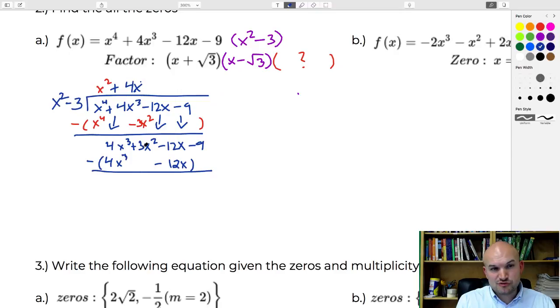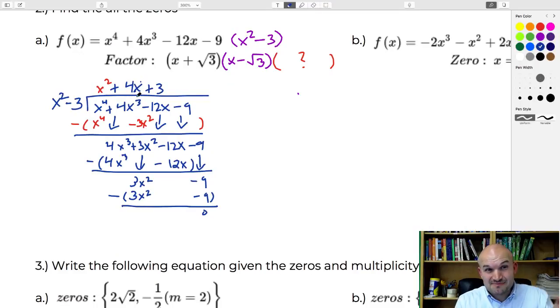I have nothing to subtract these. You can see that these subtract give you 0, these subtract give you 0, so we're basically bringing down a 3x squared, and we're bringing down a negative 9. Okay, let's do this one last time. X squared divides into 3x squared, a positive 3 times. 3 times x squared is 3x squared, and 3 times negative 3 is a negative 9. So when I subtract these rows, you guys can see we get a remainder of 0.